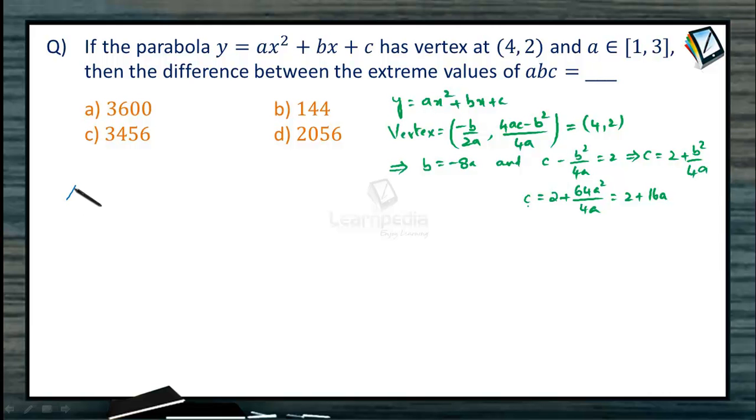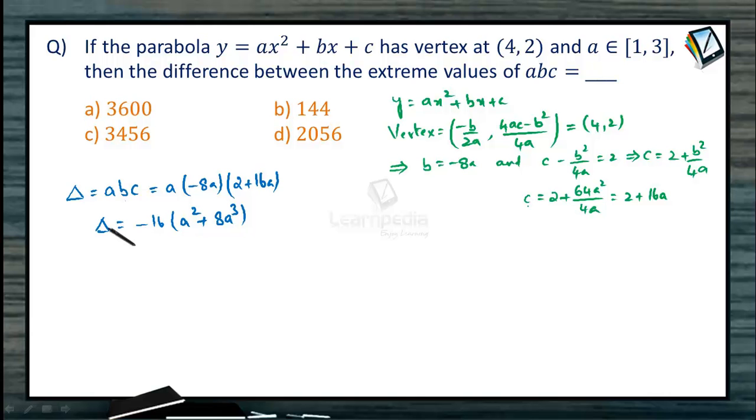Now the product which we want, let us treat it as delta, as a into b into c. We need the difference of extreme values of this, but b and c are no more new variables. We have b in terms of a and c in terms of a. So when we express this, a times b is -8a into c is 2 + 16a. So we are able to express delta as a pure function of a, which is delta = -16a² + 8a³.